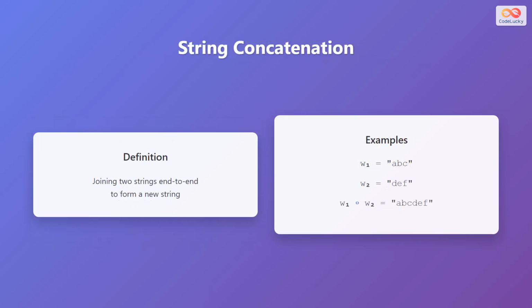String concatenation is an operation that joins two strings end-to-end to form a new string. For example, if W1 is equal to the string ABC, and W2 is equal to the string DEF, then W1 concatenated with W2, denoted as W1 ∘ W2, is equal to the string ABCDEF.